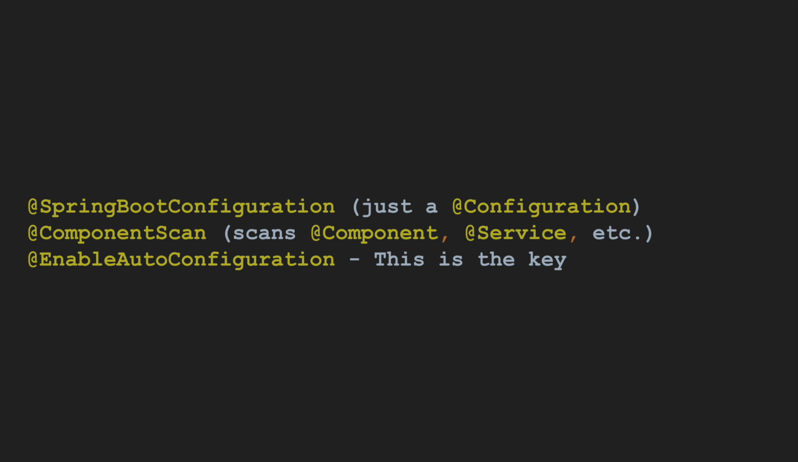The first one, Spring Boot configuration, is just a configuration, the same way that we have used earlier in our 4-hour Spring core. The next one is the component scan. It scans for the components such as component, service, repository, and so on. But the most important one, the key for Spring Boot, is the enable auto configuration annotation. So what does the enable auto configuration annotation do under the hood?